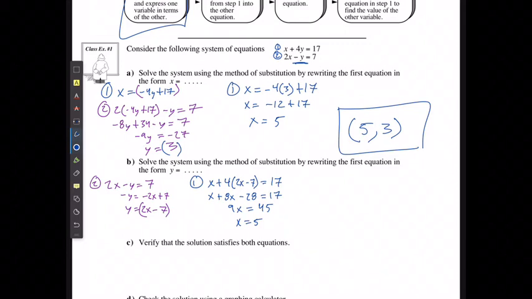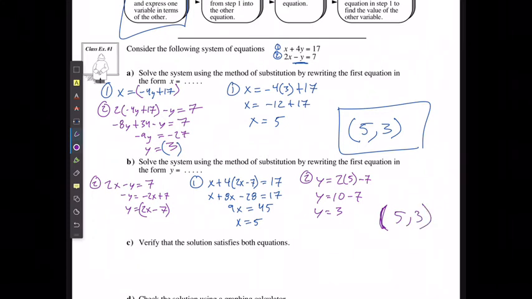Because I did that in equation 1, I'm going to take that solution and substitute it back into equation 2. y is equal to 2x minus 7, so 2 times 5 minus 7. y is going to equal 10 minus 7. y is equal to 3. And I get the same result. My solution is still 5 and 3.